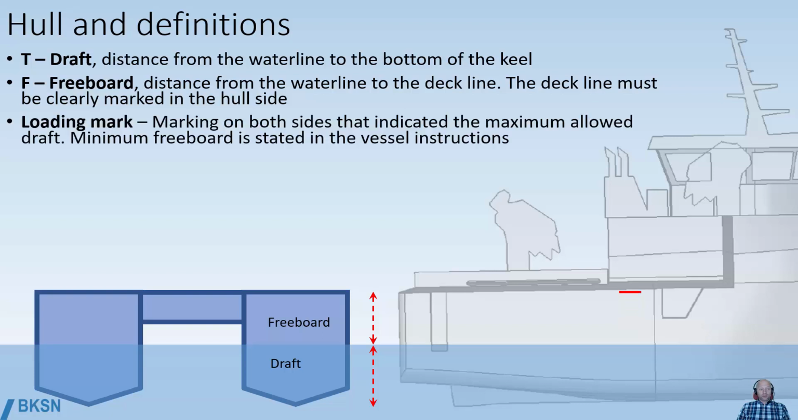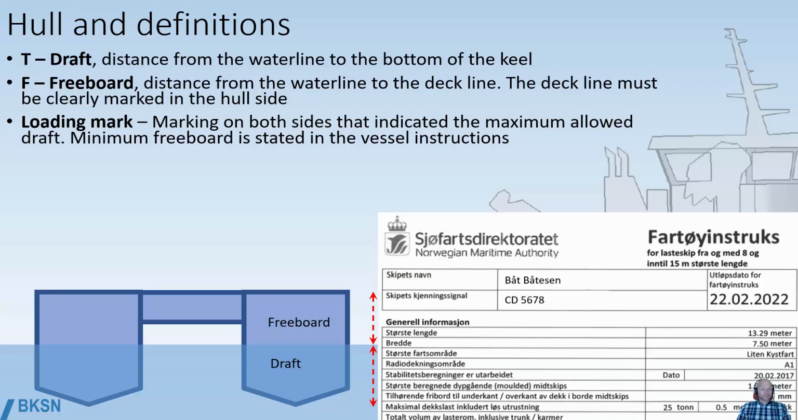The loading mark is a permanent marking on both sides of the vessel that indicates the maximum allowed draft. And the minimum freeboard corresponding with the loading mark is stated in the vessel instructions. So there we have the loading mark and deck line at the side of the figure, and the distance between them is the minimum allowed freeboard.